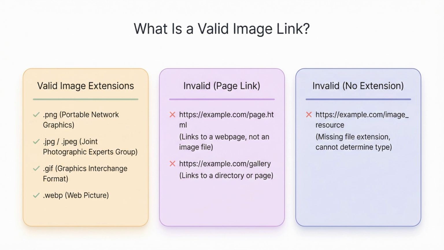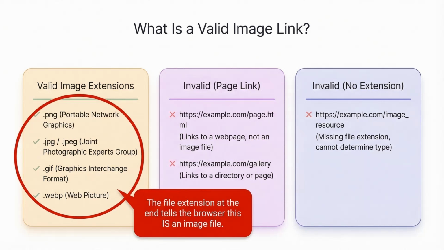If your link ends in .html or has no extension at all, it is not an image link. It's a page link, and the browser cannot display it as an image. The file extension at the very end of the URL is the key indicator. Without it, or with the wrong one, the browser has no way of knowing it's dealing with an image. This is exactly why the error message says extension missing. The link you pasted doesn't end with a recognized image format.